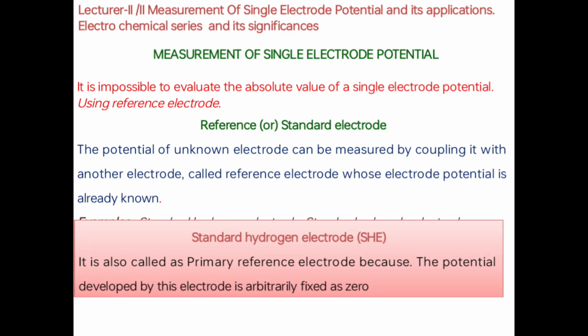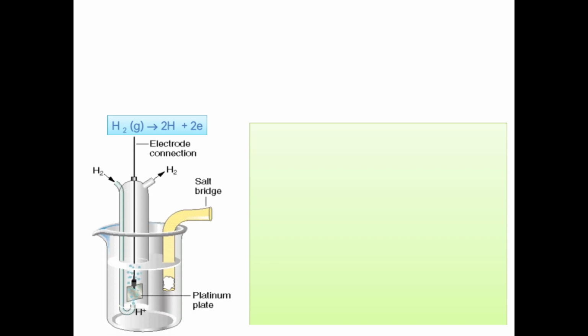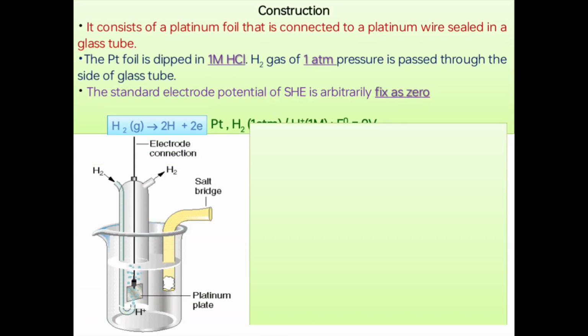Standard hydrogen electrode, SHE, is also called the primary reference electrode because the potential developed by this electrode is arbitrarily fixed as 0. H2 gas reacts to give 2H plus and 2e minus. Diagram: a platinum electrode, H2 gas is passed through, and the salt bridge is attached.